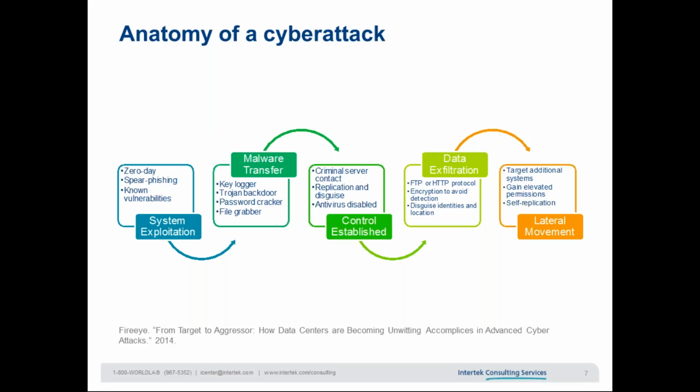They may want to seek data that they want to steal. They may want to wait and use the control at an opportune time. Or they may then want to move throughout different systems that may be connected to that one. And so with this typical type of anatomy that you see of a cyber attack, you can start to realize, okay, here are some different areas where I can start to address my risk. I can try at the system exploitation level, malware transfer level. I can try to detect when someone has entered onto my system or when they're trying to extract data or when someone's moving around in my system.